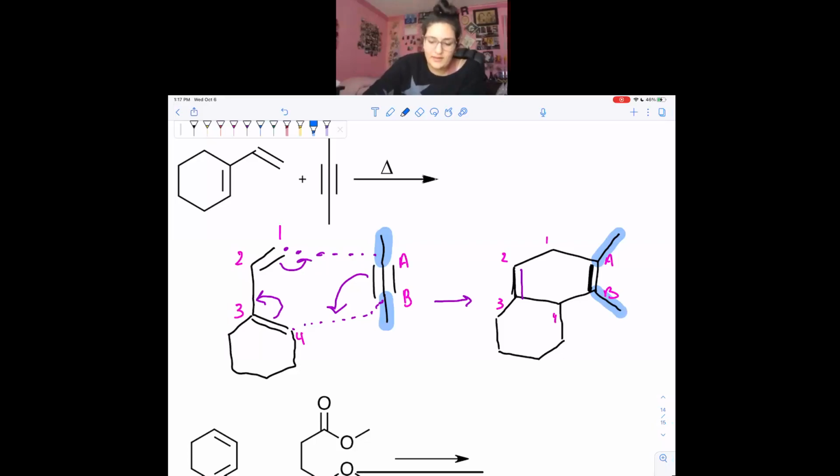And then this cyclohexane that we had right here, that's going to carry out into our product. So that's where I got this from. We can pretty much count those as substituents, and that's just going to be added to the cyclohexane that we formed. Is that a little bit better?